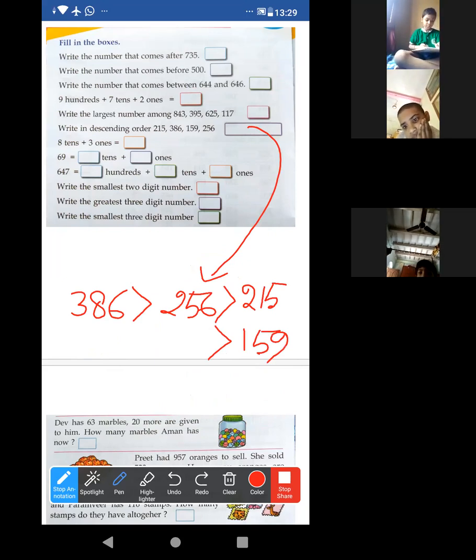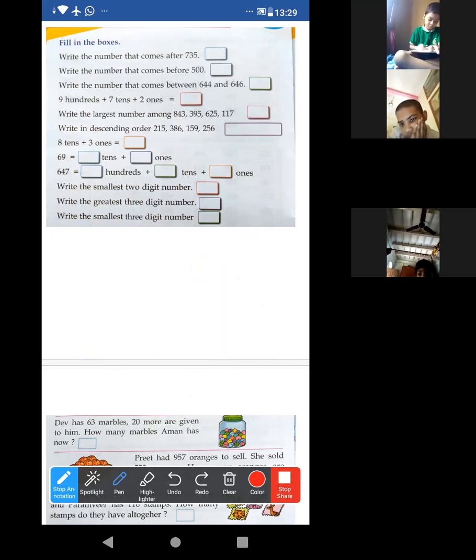All of you have done this? In one line you have to write, okay? Look at this. I am writing again, okay? 386 greater than 256.